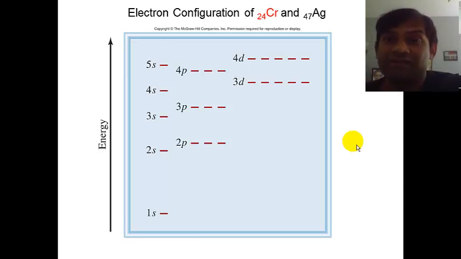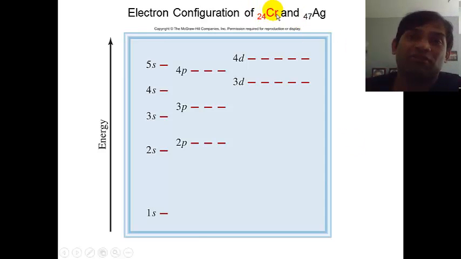However, if you're looking at something straight from the periodic table that is completely neutral and there is no charge, there is no ion, then the atomic number is going to be the same as the number of electrons. So in that case, chromium as a transition metal has an atomic number of 24. It also means it has 24 electrons. So our goal is to put 24 electrons in this energy diagram.